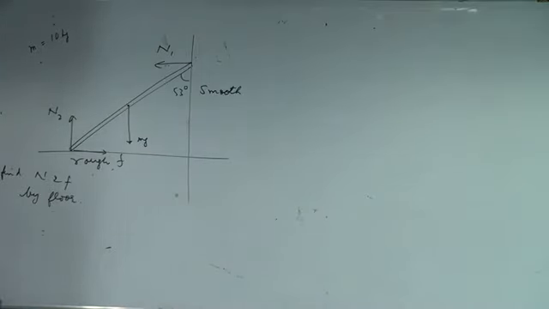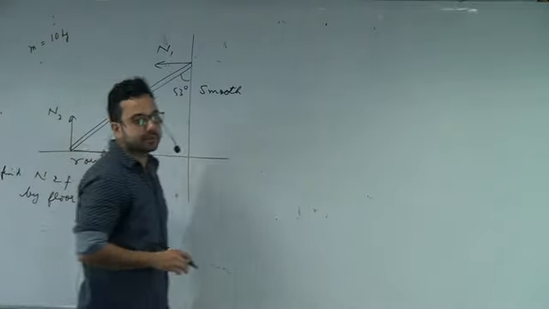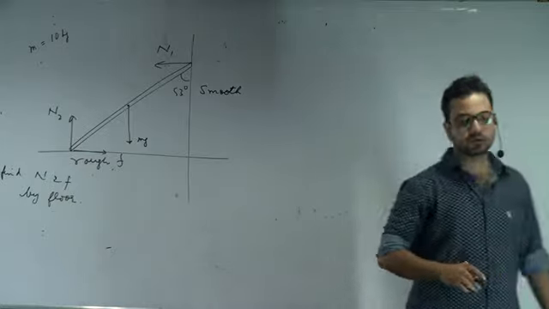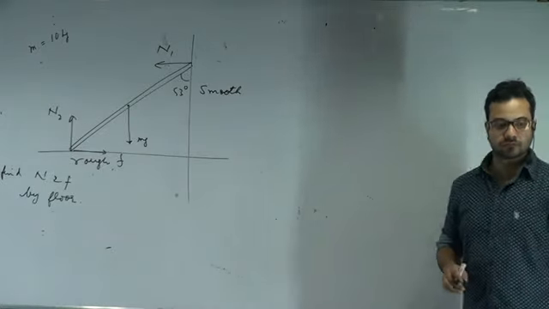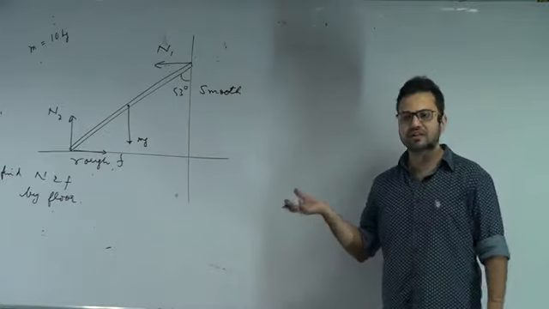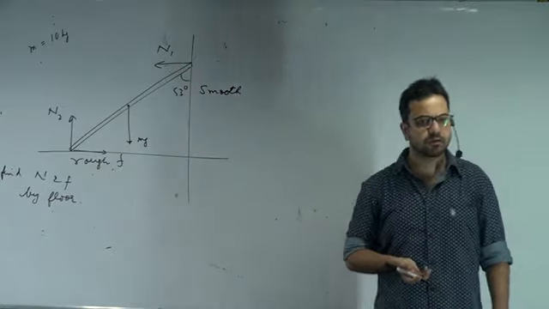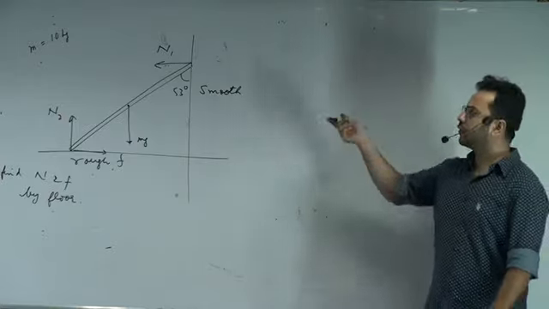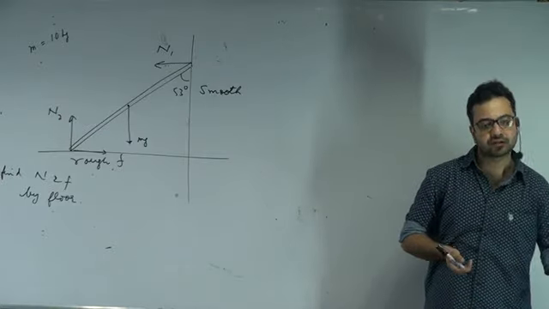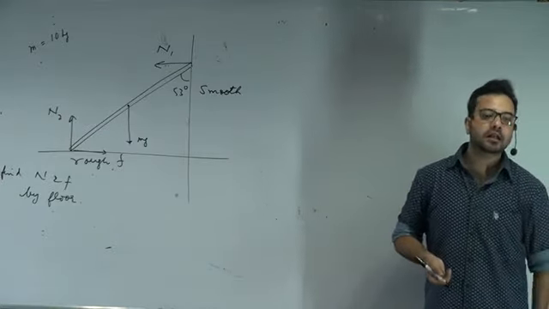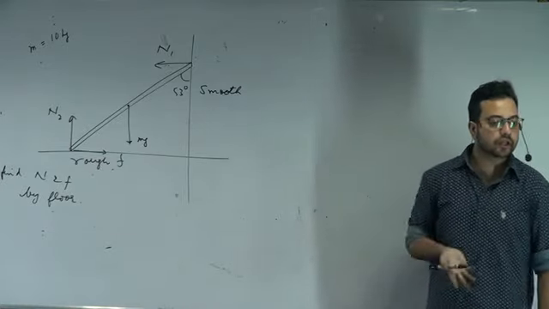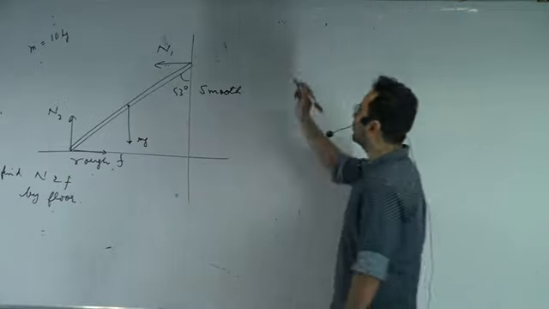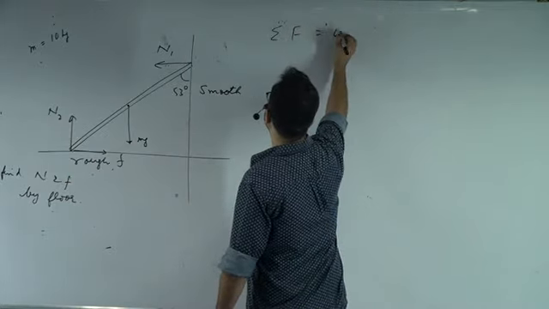Okay, so the first question is, is this body in translational equilibrium? Yes or no? Is it moving? It's not. So it is in translational equilibrium. So first of all we are going to write equations for translational equilibrium. Next we are going to write the equation for rotational equilibrium, because this body is also in rotational equilibrium. So first let's find out the summation of F equal to 0.